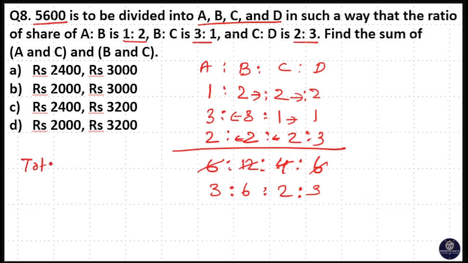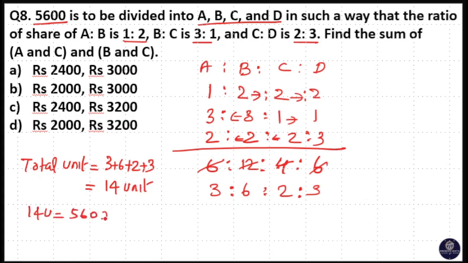So the total unit is equal to 3 plus 6 plus 2 plus 3. That means 3 plus 6, 9, 9 plus 2, 11, 11 plus 3, 14 units. 14 units is the total unit. 14 units is equal to 5600 rupees. Then 1 unit is equal to 400 rupees, because 56 by 14 is equal to 400. 1 unit is 400.